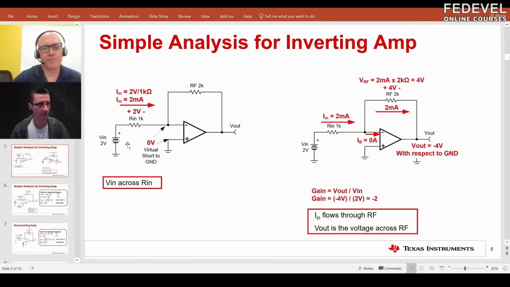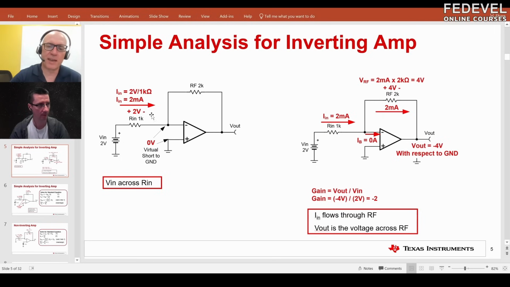To figure out the output signal, we've got this input signal connected to this resistor Rin, and we know this point in the circuit is at 0 volts. So all the input voltage is across this input resistor. We've got 2 volts in, and all 2 volts shows up across that input resistor. You can then compute the current using Ohm's law: 2 volts divided by 1 kilo ohm gives you 2 milliamps.